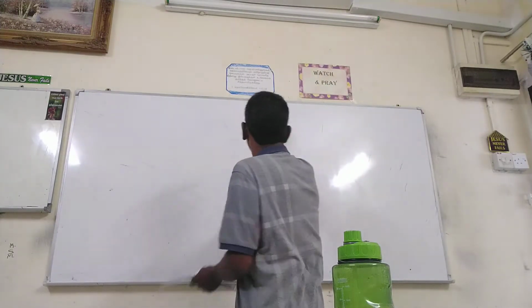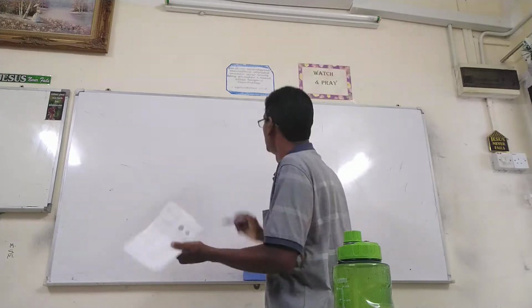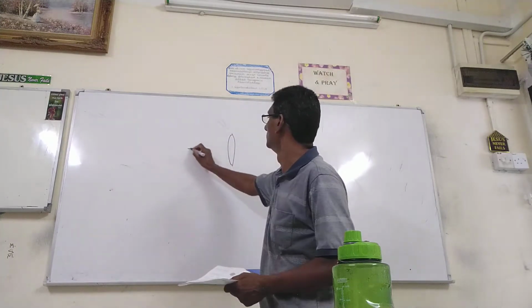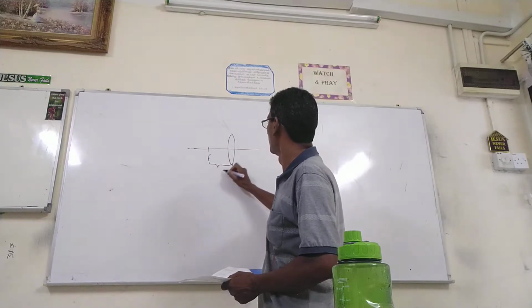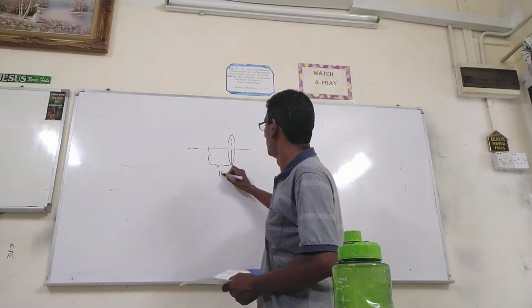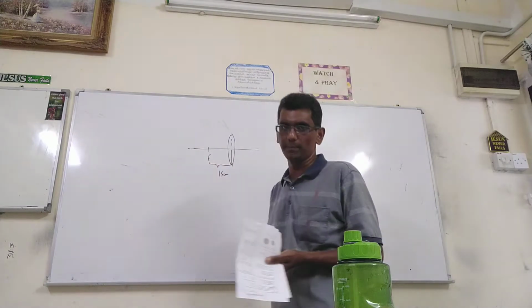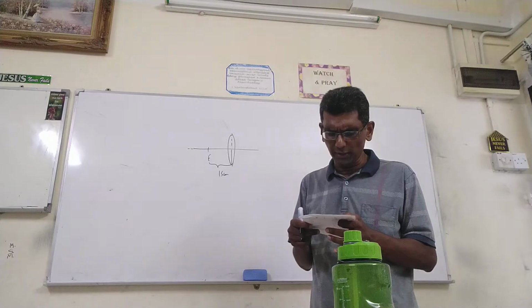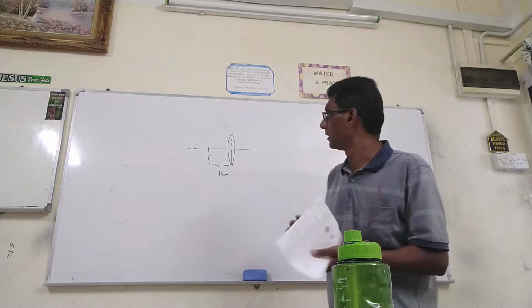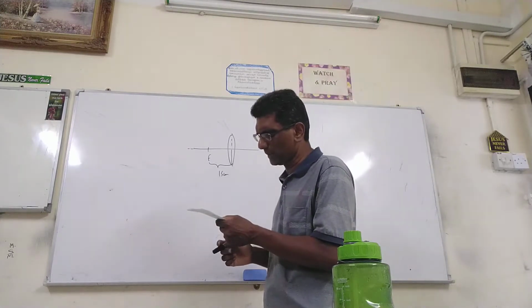Now a different lens. The focal length is 15 cm. An object is placed 25 cm from the lens.